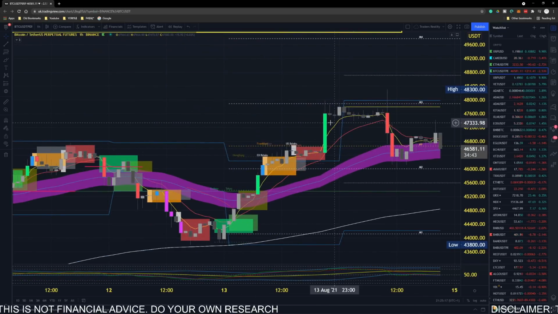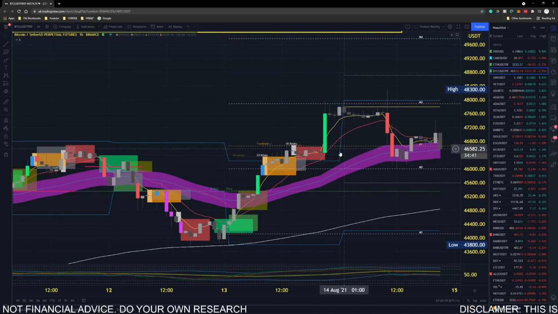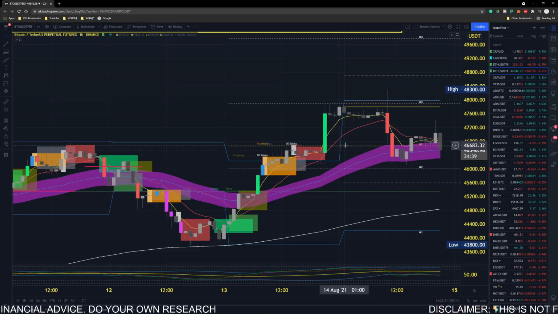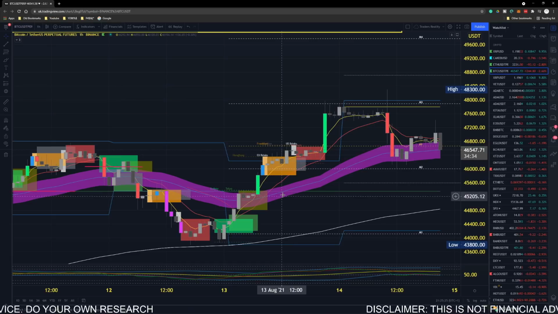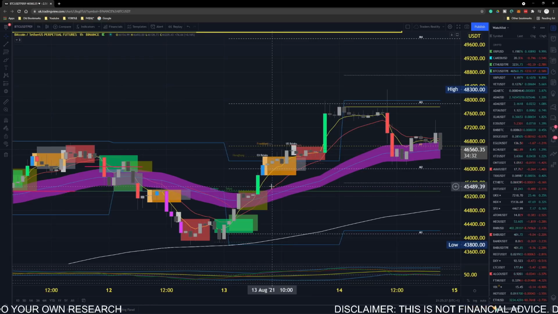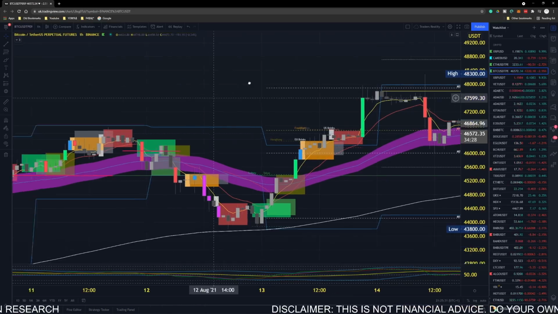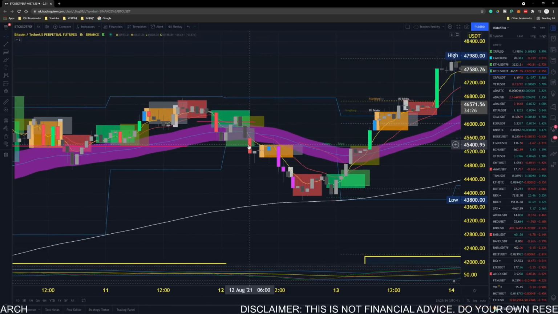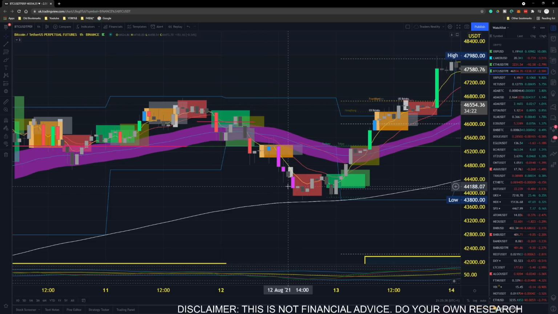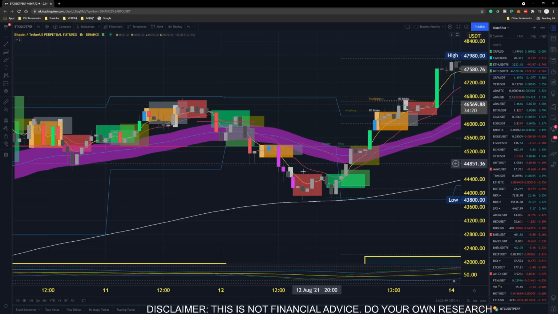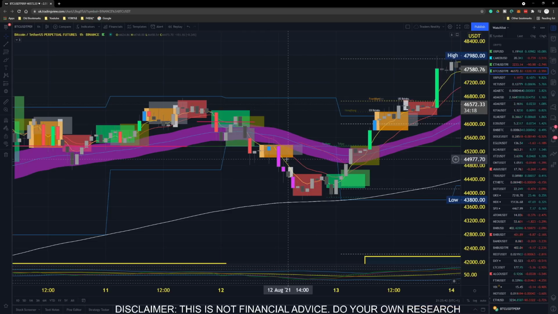So, the 5 and the 13. A common rule of thumb is this. If price is above the 5 and the 13 and the 50 EMA, you will only be considering going long. Likewise, if price is below the 5 and the 13 and the 50, you would consider going short. Now, I'm going to focus a little bit more on the 5 and the 13 EMA.